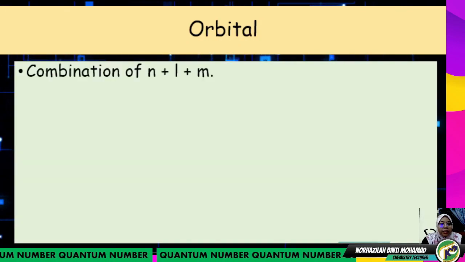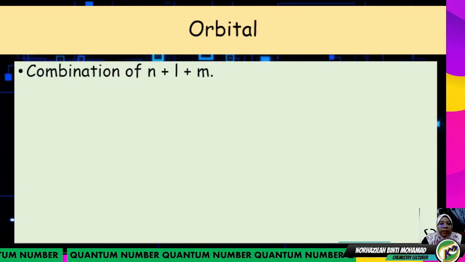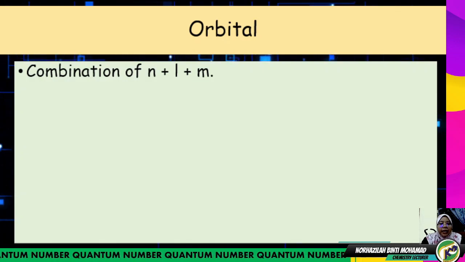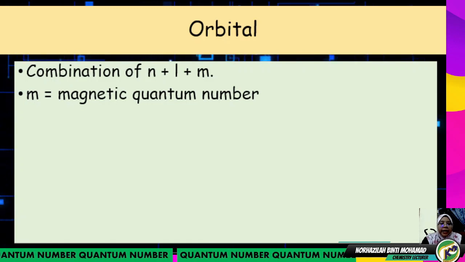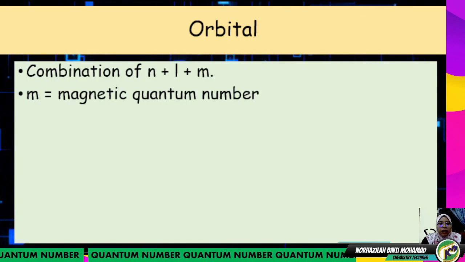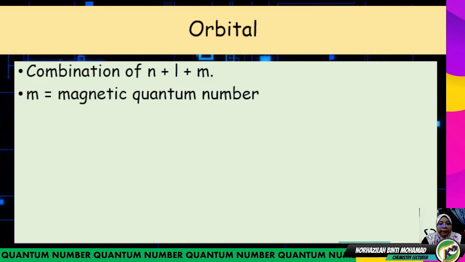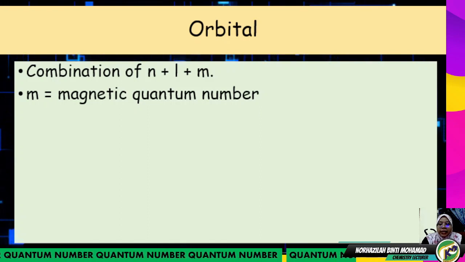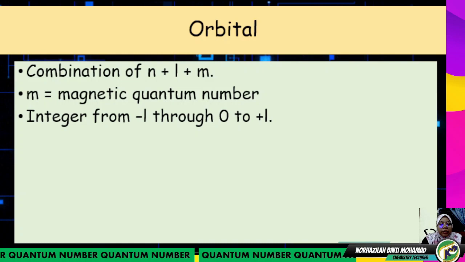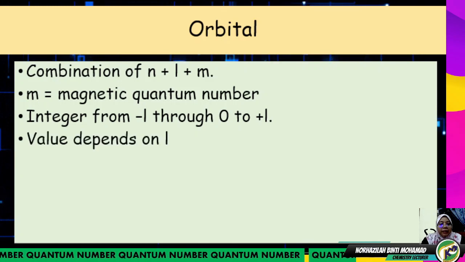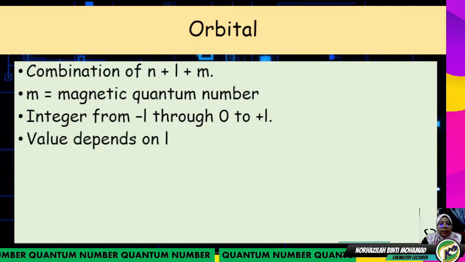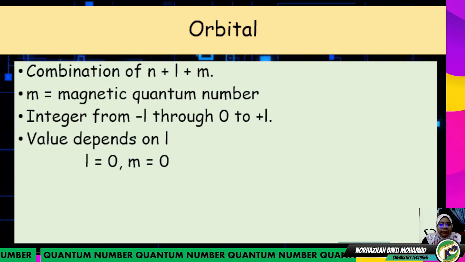So how about the orbital? An orbital is a combination of n, L and M. I have explained n and L, so right now I will explain M. M is the magnetic quantum number, an integer starting from negative L through 0 to positive L. So the value depends on L, the azimuthal quantum number.